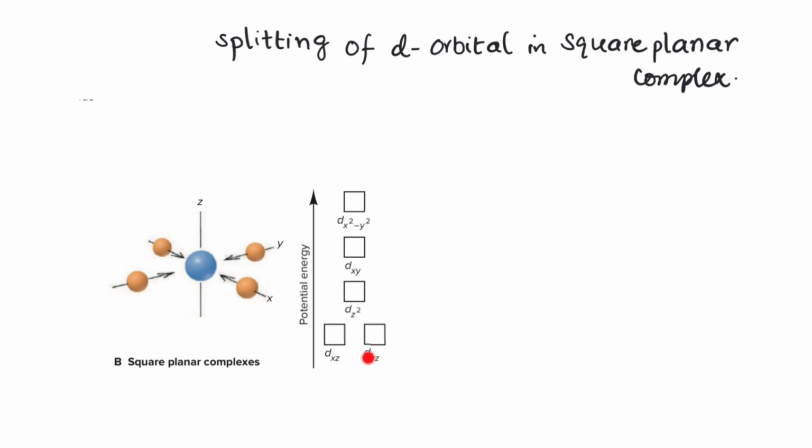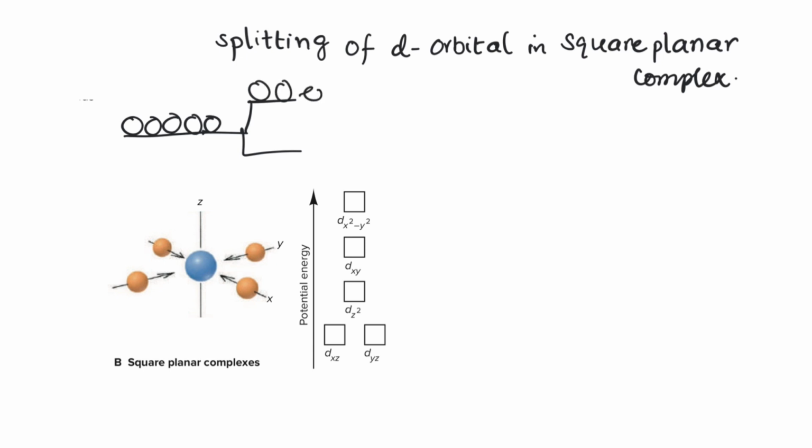Dxz, dyz, they have a z component, therefore they are in a lower energy level, and dx square y square, dxy, in these the z component is not there, therefore they experience more repulsion. That can be explained like this: 1, 2, 3, 4, 5 orbitals. This is in the octahedral complex.